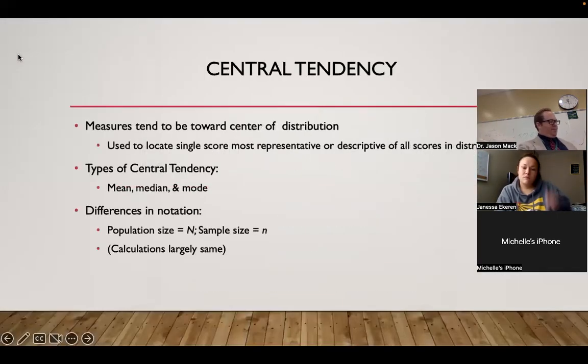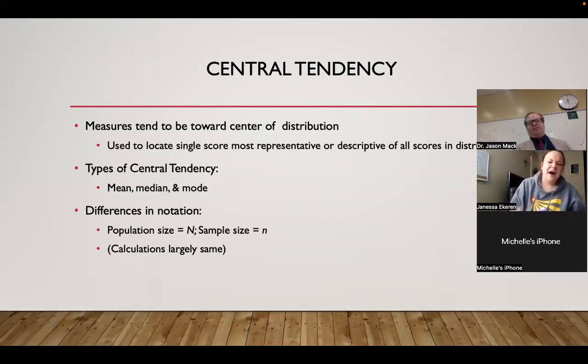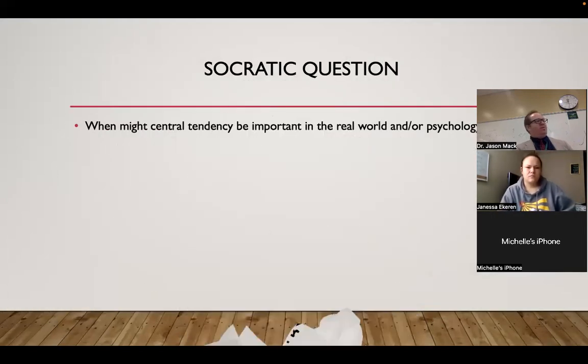Okay. Play. So let's just recap on chapter 3. Central tendency. Measures tend to be towards the central distribution. You have a mean, median, mode. Population size is N, sample size is n. Calculations are largely the same. Talked about that about an hour ago.